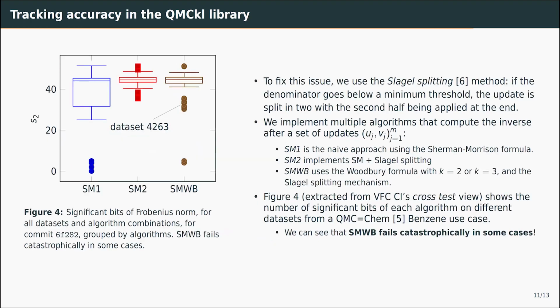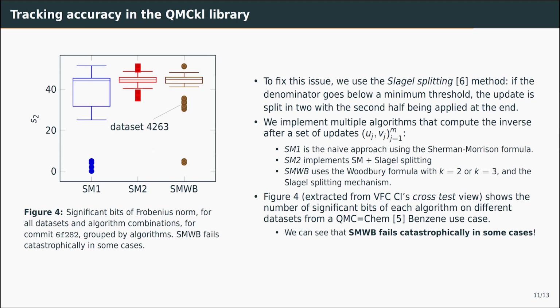So to fix this, we use a method which is called Slagel splitting. The idea is that when you have an update that will produce a singular matrix, you split it in two. You apply the first half right now, and you keep the second half for later. So in the end, you have applied an equivalent update, but without going through an intermediate singular matrix. And so we have implemented 3 versions of the algorithm. SM1 is the naive version, SM2 is Sherman-Morrison plus Slagel, and SMWB is Woodbury with Slagel splitting.